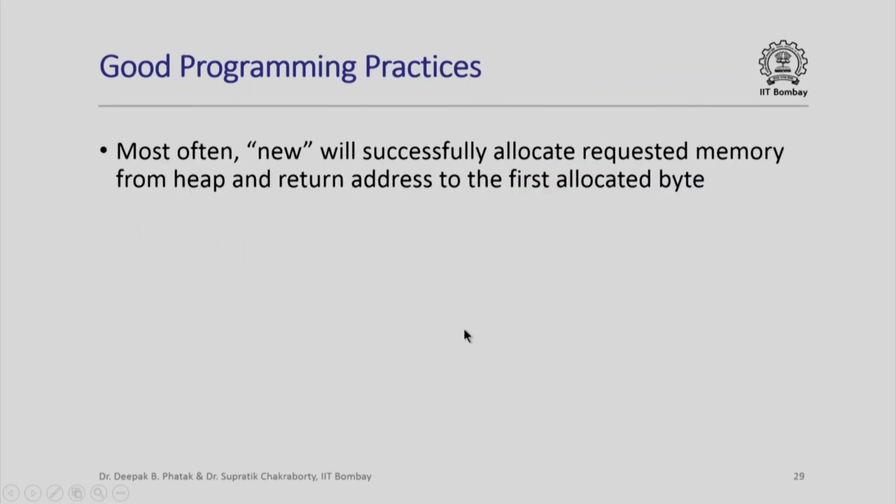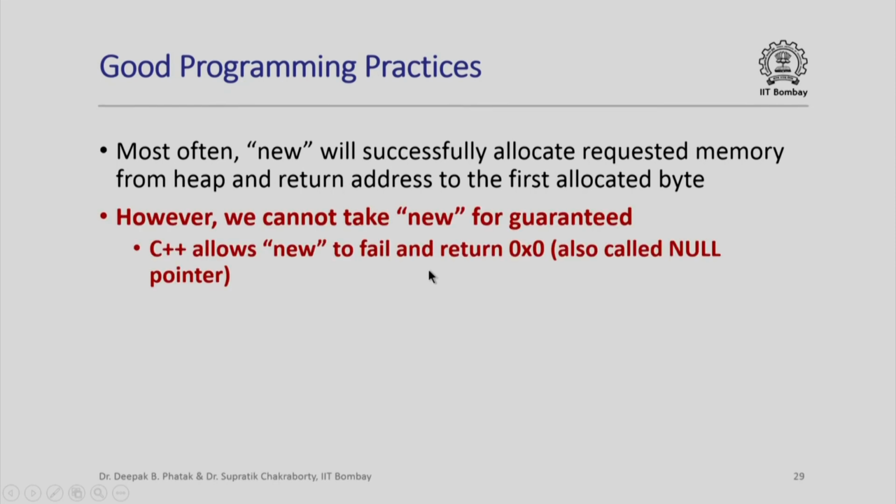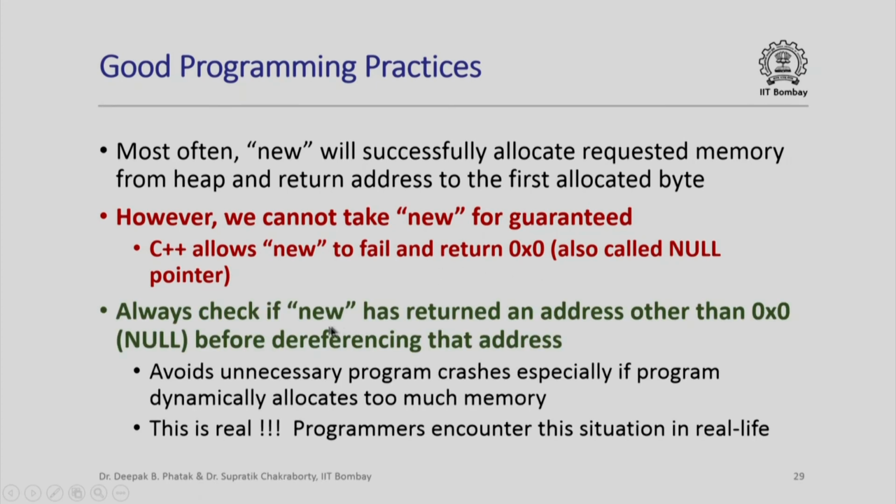Now, when you are using dynamically allocated memory, there are some good programming practices that you should be aware of. Most often, a call to new will successfully allocate the requested memory from the heap and will return you the address to the first allocated byte. However, we cannot take new for granted. C++ does allow new to fail, in which case it returns the 0 address, which is also called the null pointer. Therefore, you should always check new has not returned the 0 address before dereferencing that address. This will actually avoid unnecessary program crashes, particularly if your program is dynamically allocating too much memory and you've run out of space on the heap.